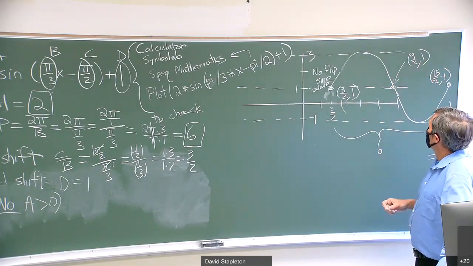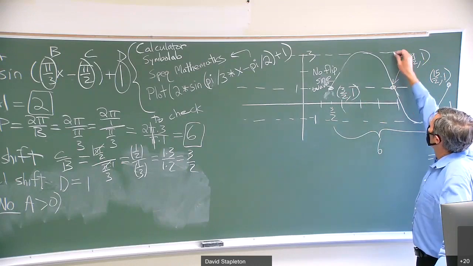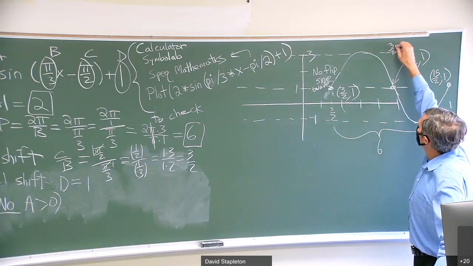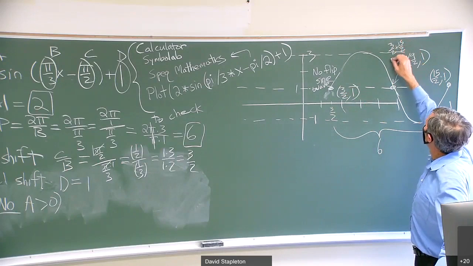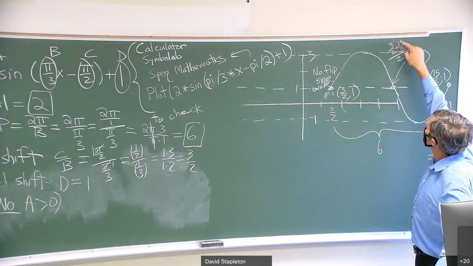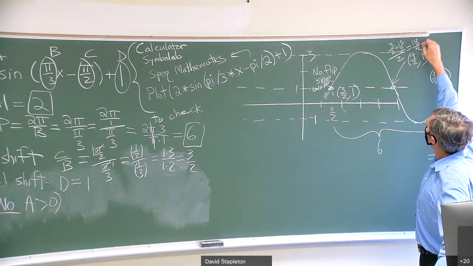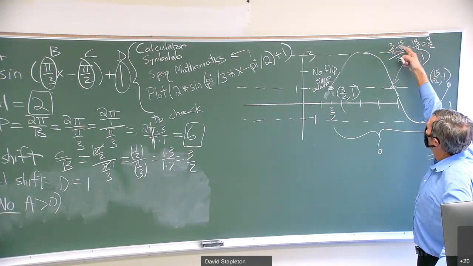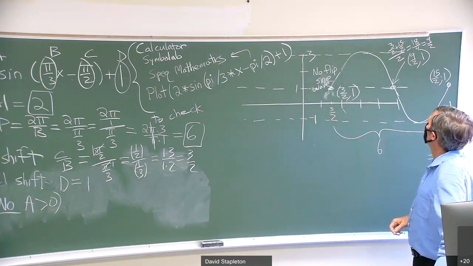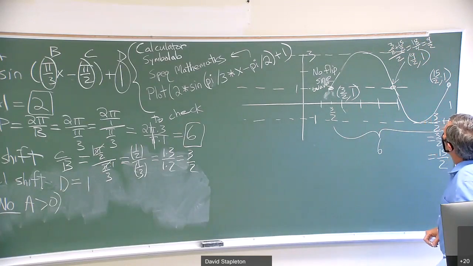The other way you can do it, if you want to compute it, is just to say you average those x-coordinates. 3 halves plus 15 halves all over 2 is, let's see, 18 halves over 2 is 18 over 4 is 9 halves. So you can compute it by averaging them. It will always be the point halfway in between.